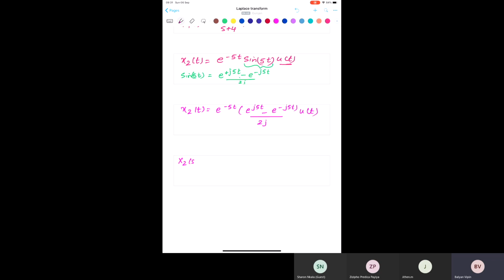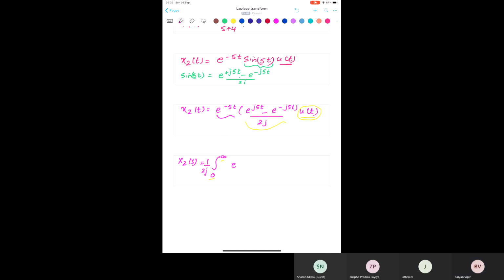So then X2(s) is equal to integral 0 to infinite. These signals, this one, or to be more precise, this one, are not providing us the boundaries, or we can say the limits of integration. Only this signal is providing us this limit. The use of this signal is that its amplitude is 1, and it's providing us the limits of integration. So when you write it here, I'm writing this 2j outside.